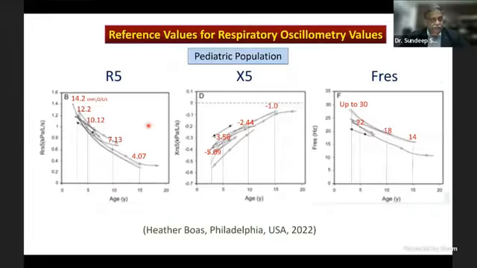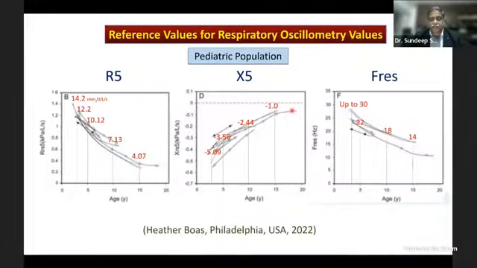Now, for children, as I said, when you're 3 years old, the resistance is very high. It reduces as you grow older. So these are the sort of values that I have obtained from a publication. At 3 years, it's 14. At 5 years, it's 10. At 10 years, it's 7. And at 15 years, it's 4. And then after 4, in the adult population, it remains a flat line.